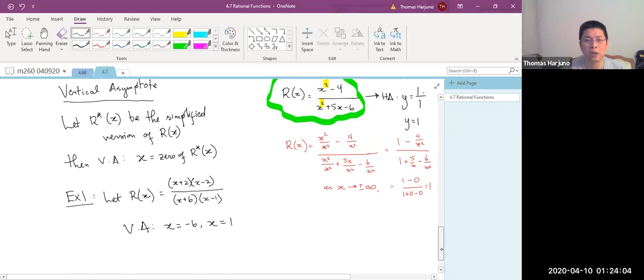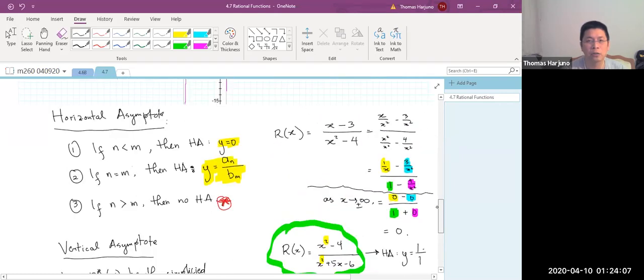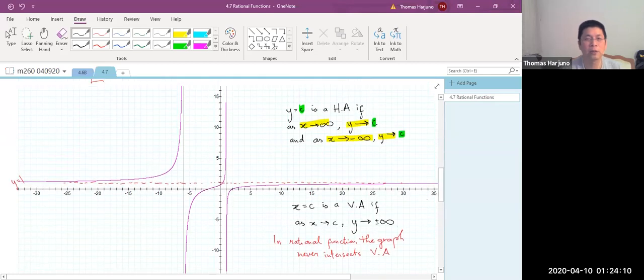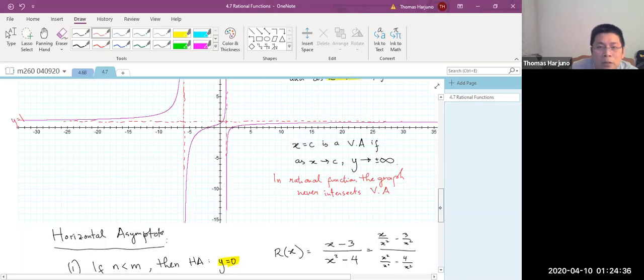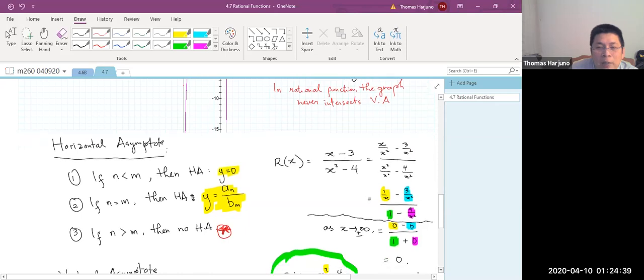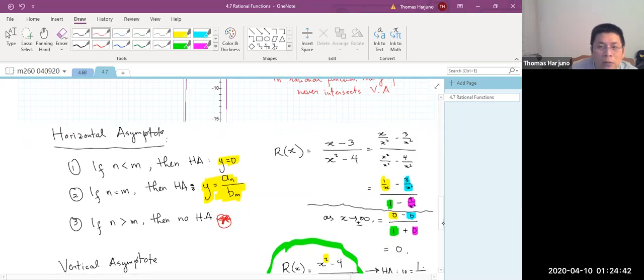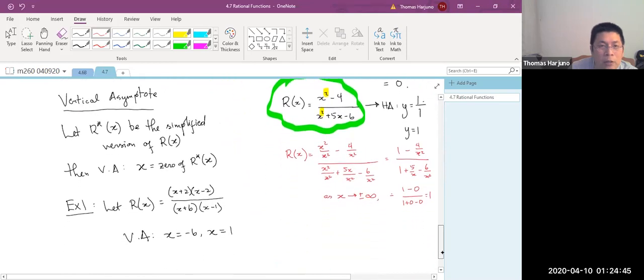Now let's see. This rational function is actually this graph here. Notice that the vertical asymptotes are x equals negative 6 and x equals 1. You see that? Okay. That's where we look at the vertical asymptotes: from the zeros of the denominator of the simplified version of the rational function.